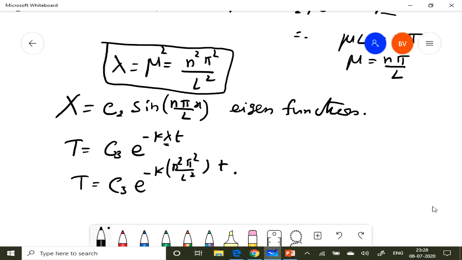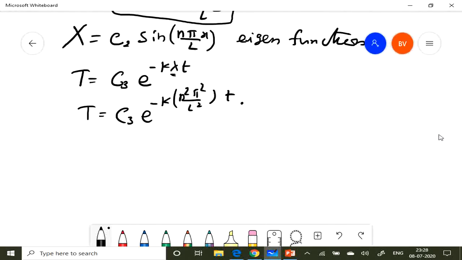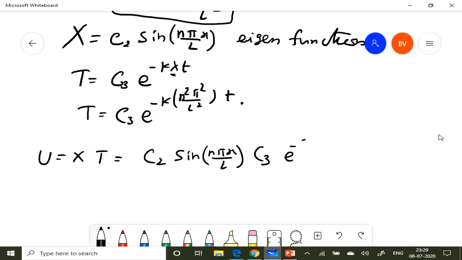So therefore the solution u is X times T. X is c2 sine n pi x over L, and this is c3 e raised to minus k n square pi square t over L square. This is not the final solution. There is a constant. We are going to remove all the constants. We have used only the boundary conditions. We never used the initial conditions. So again, we are generalizing this result.